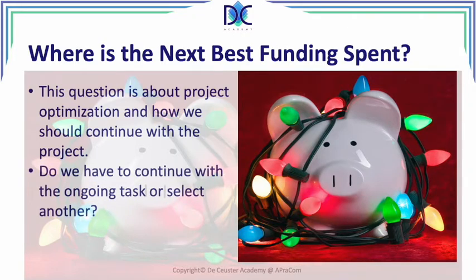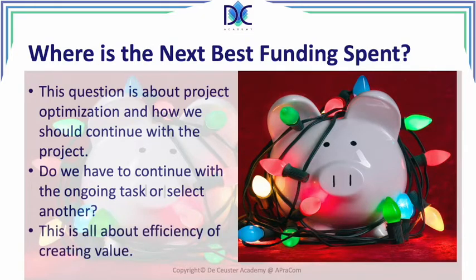Now, will we continue with a task that we are doing? We find out, is that task still valid? Or will we select another task? So these are elements that we have to evaluate. We can remove tasks in case we find that they are not being efficient for what we are doing.